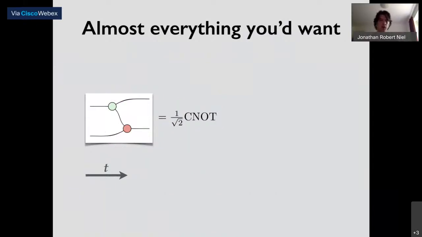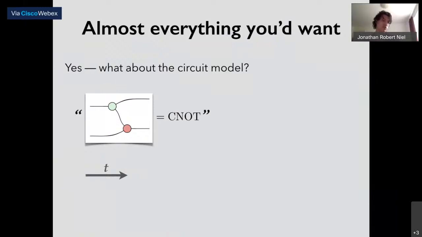So what about the circuit model? Well, most people would like this two-node diagram just to represent the controlled-NOT. It doesn't, strictly speaking, represent it. It's proportional to it, and you can do a lot by saying, well, it sort of works like the controlled-NOT gate, and that all the scalar factors come out in the wash if you're doing certain tasks, like describing equivalences of unitary circuits. That proportionality scalar cannot be anything but a unit complex number.